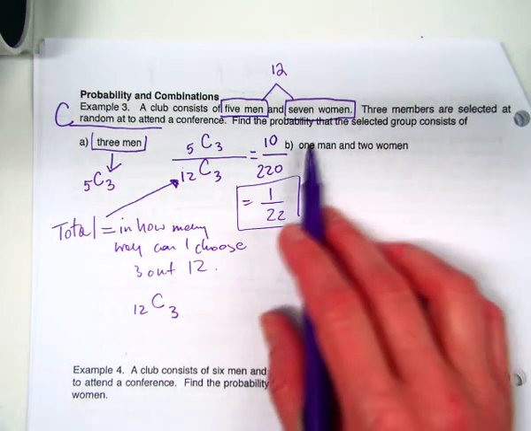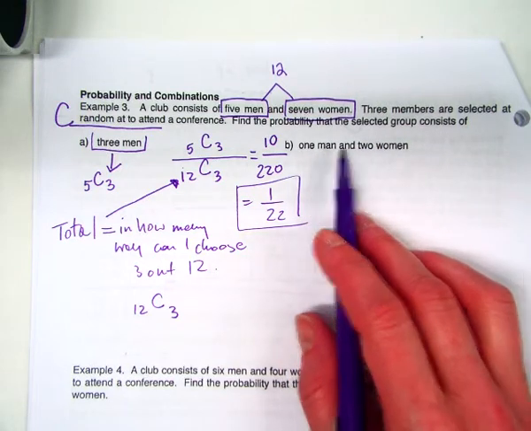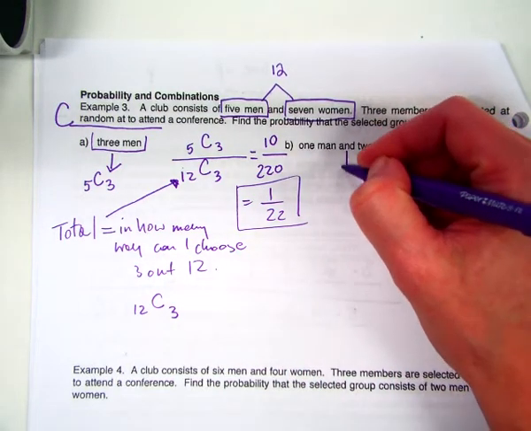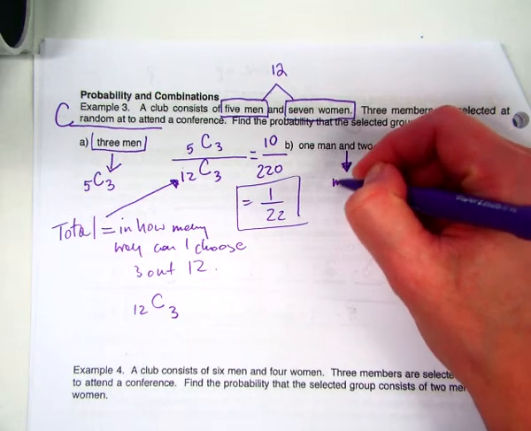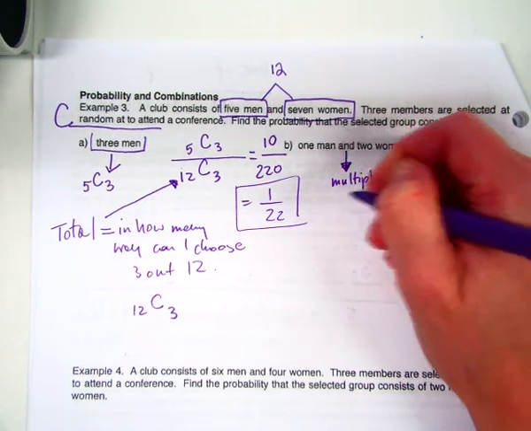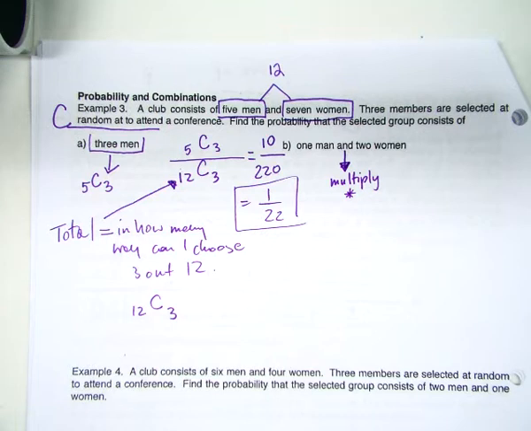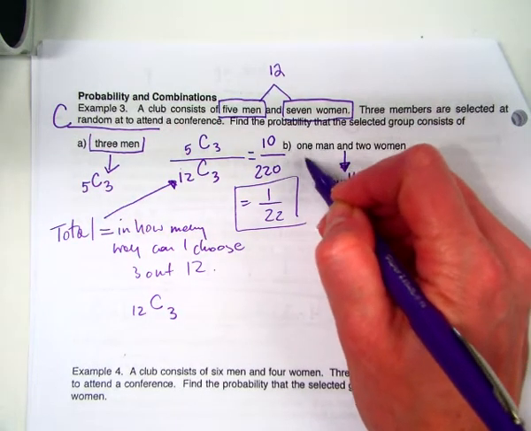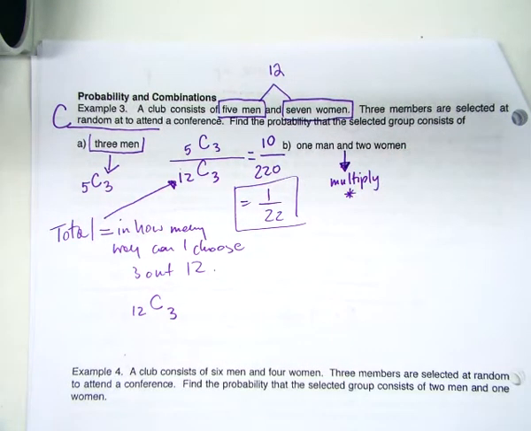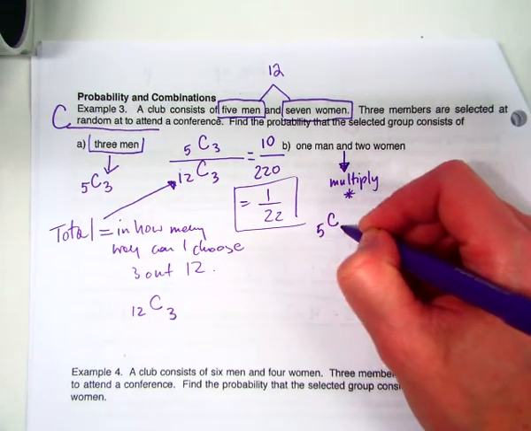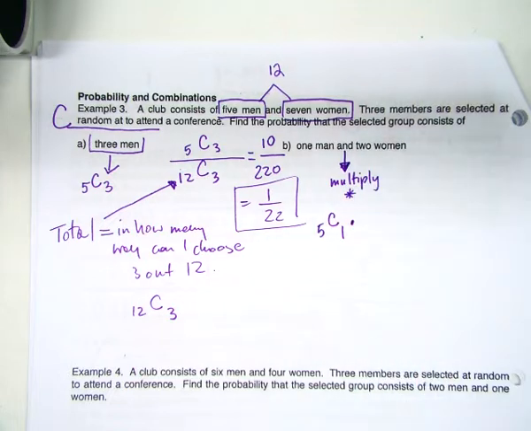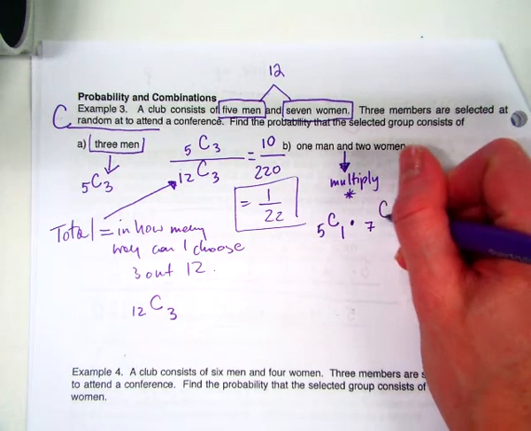For the second part, the total is the same because we're still choosing 3 people out of 12. But now this is like a separate problem in itself. 1 man and 2 women. What do you remember the word "and" means? Multiply. Or is adding. Okay, make sure you guys have that. Multiplication means the "and" word. In how many ways can I choose 1 man? How many men do we have to pick from? 5. Choose 1. And we're going to multiply it with in how many ways can we choose 2 women? So it's 7. Choose 2.